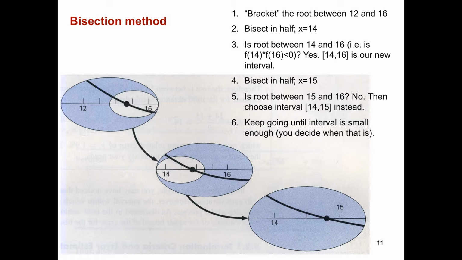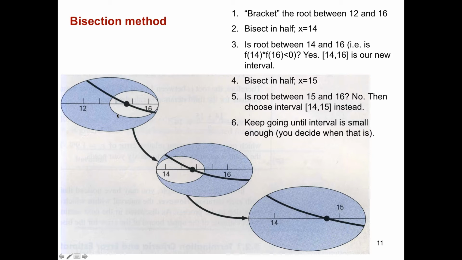I just told you what the rule for the bracket is. One endpoint, f of one endpoint times f of the other endpoint should be negative, right? So I'm going to check what f of 14 is, and I'm going to check, is f of 12 times f of 14 a negative number? No. But this other one, f of 14 times f of 16, is a negative number, correct? Therefore, this is my next interval. Then I'm going to keep going.